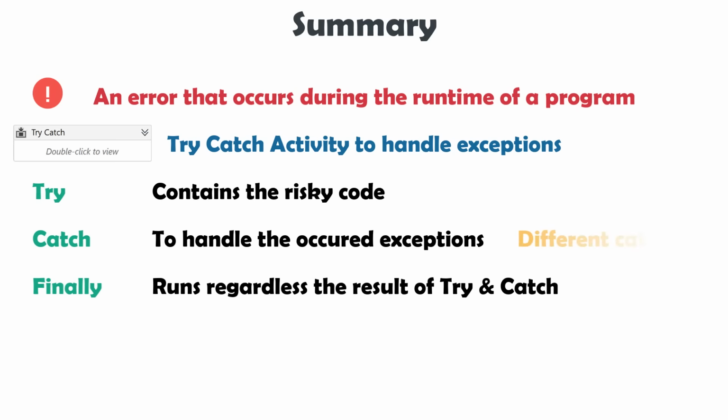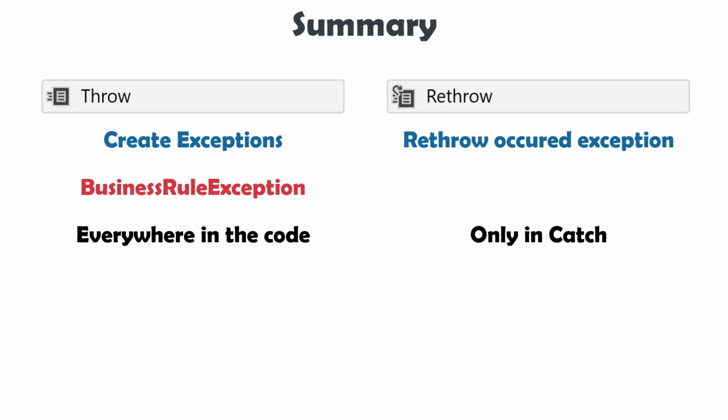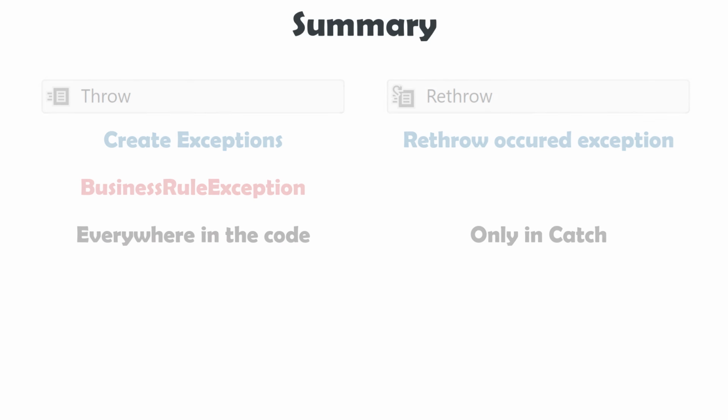In catch we can add different catches, depending on the occurred exception. So you can add different exception types, and for each catch you can add different activities, which should be executed once the exception occurred. Throw is to create an exception. We mostly use this activity to create a business rule exception. We can use this activity everywhere in the code. Rethrow Activity is to rethrow an occurred exception. It can be only used in the catch sections within try-catch activity. Rethrow is helpful in case we want to throw an occurred exception, but we want to do something before.